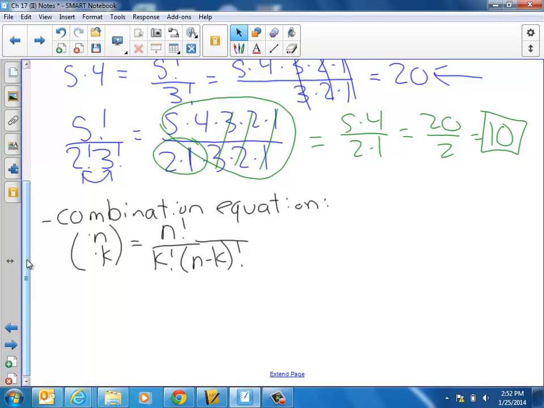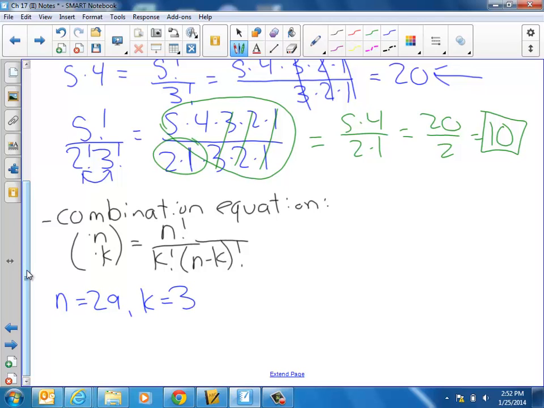Let's talk about the number of ways I could choose 3 students from the class of now 29 of you. So if I have 29 students in all, choosing 3 of you, N is equal to 29, K is equal to 3. So the combination equation would say there are 29 choose 3 ways to do that, which is 29 factorial over K factorial first, 3 factorial.